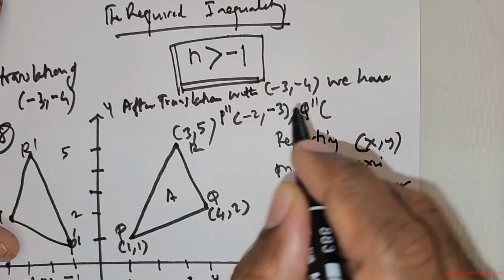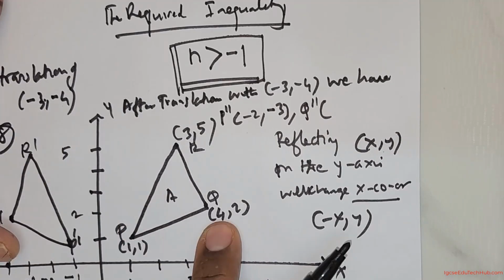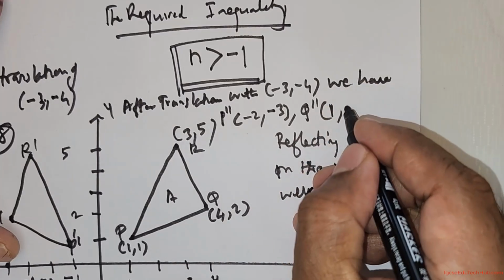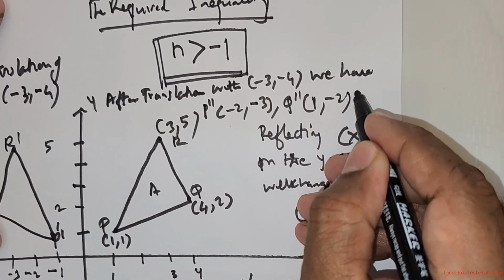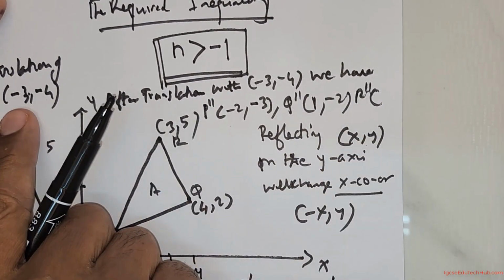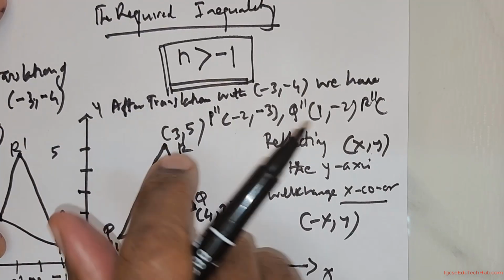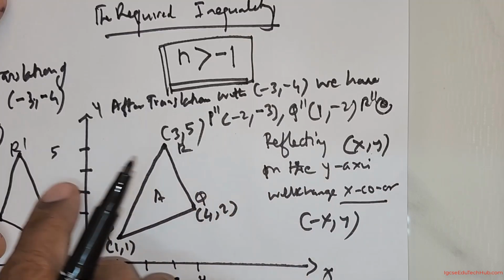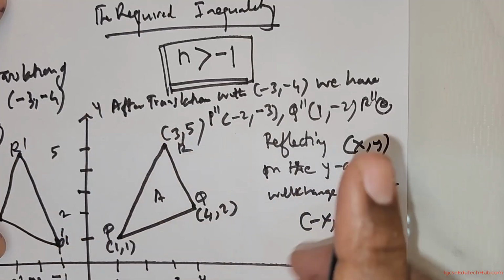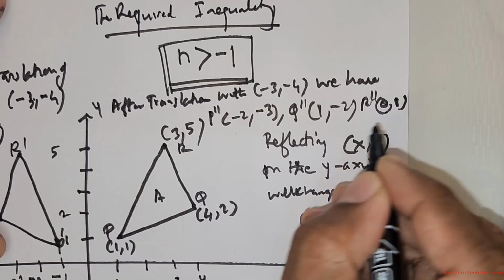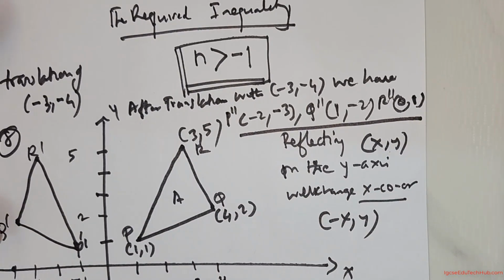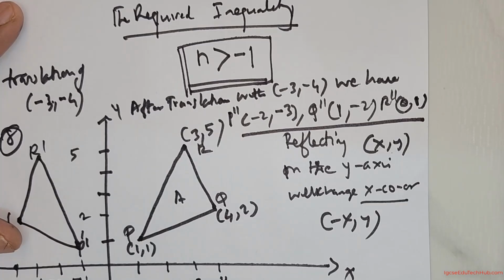And then Q double dash, negative 3 added with 4. That's going to be 1. Negative 4 added with 2, that's going to be negative 2. And R double dash, negative 3 added with 3, 0. And negative 4 added with 5, that's going to be 1. So this is going to be the new translated coordinates for the image.